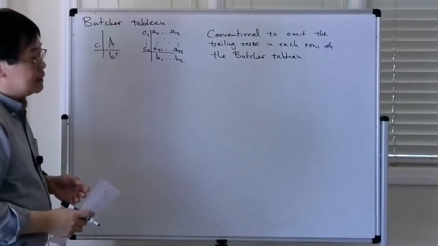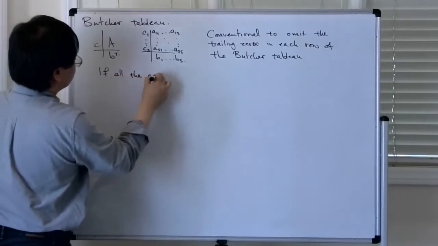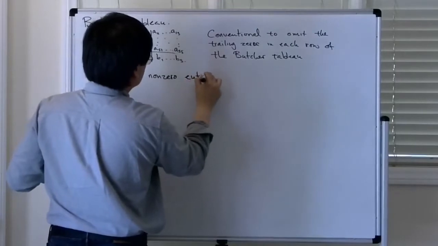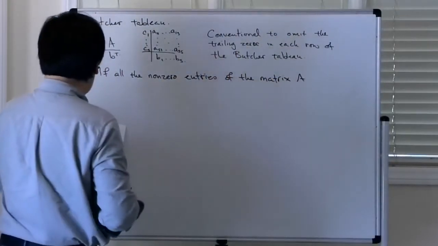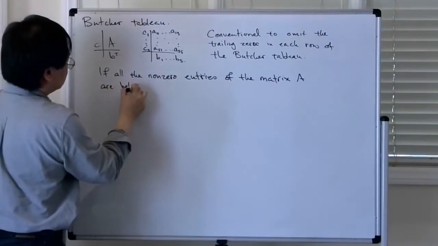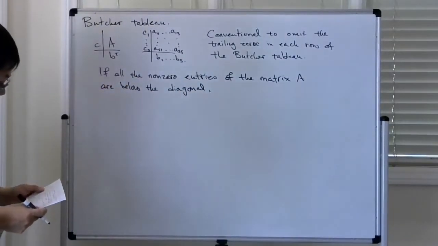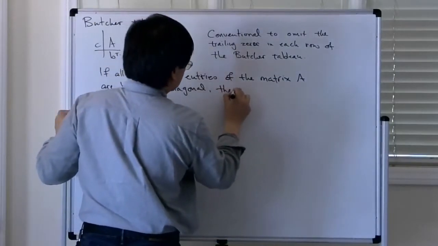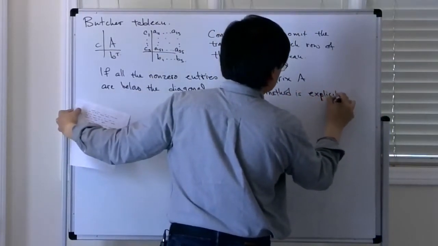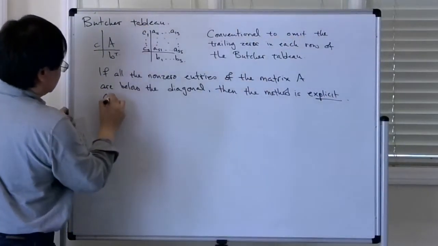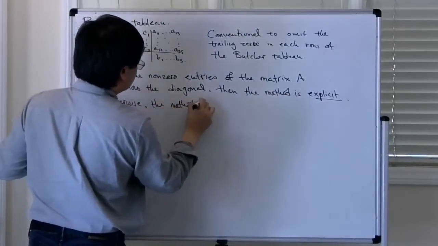So some things you can immediately see just from the form of the Butcher tableau: if all the non-zero entries of the matrix A are below the diagonal, what that immediately tells you is that the method is explicit. Otherwise, the method is implicit.